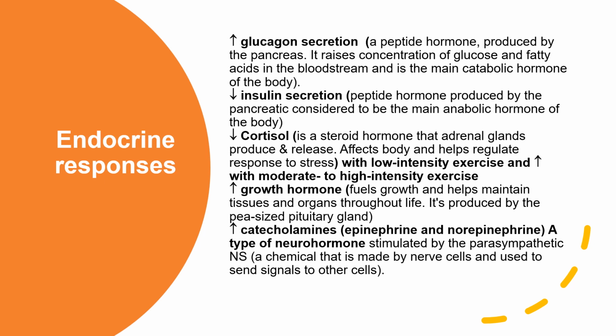There's also an increase in glucagon, which is produced by the pancreas. It is released in response to low blood glucose levels during exercise, and it acts in opposition to insulin by promoting the breakdown of glycogen into glucose through glycogenolysis and the production of glucose from non-carbohydrate sources, or gluconeogenesis.